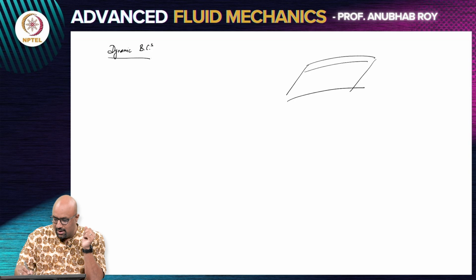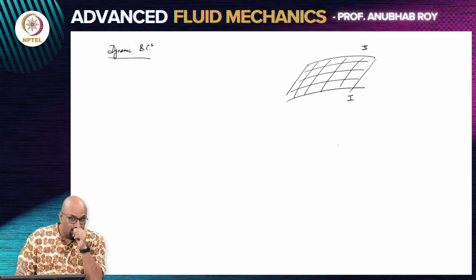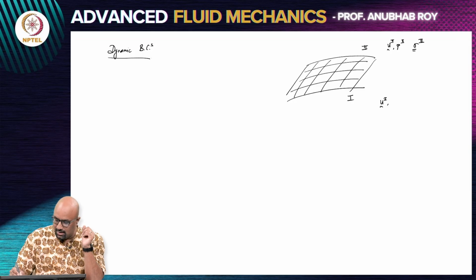if I have an interface, there is a fluid on one side of that interface and there is another fluid on the other side of the interface. The question is, the velocity, pressure and thus the stress on the fluid occupying region 2, and the velocity, pressure and thus the total stress in region 1, how do they talk to each other at the interface?